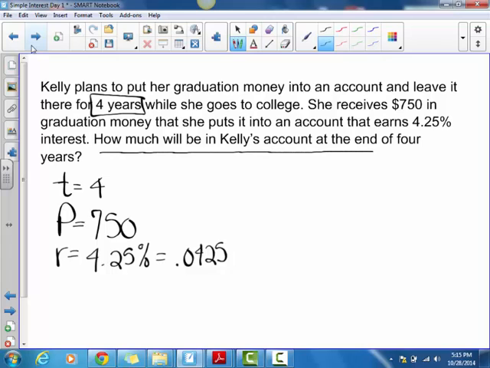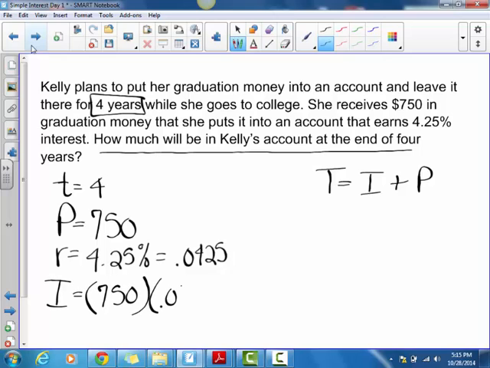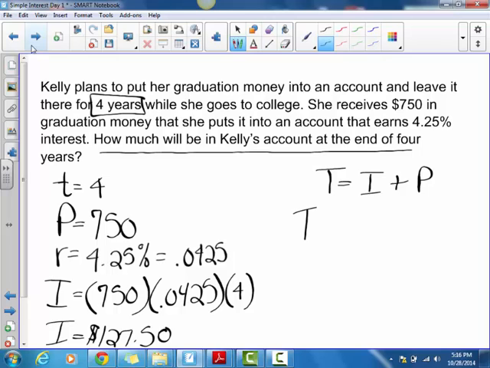How much will be in Kelly's account at the end of 4 years? This is a question about the total. How much will be in her account? Remember, the total equals the interest plus the principal. So first we need to find out what the interest is. We need to solve for I. I equals 750 times 0.0425 multiplied by 4. So the interest that Kelly earns on her deposit is $127.50.